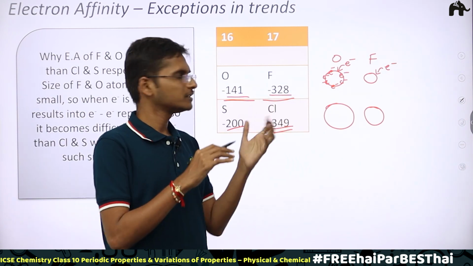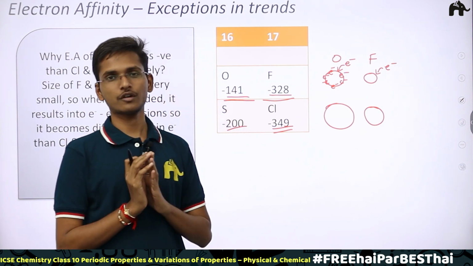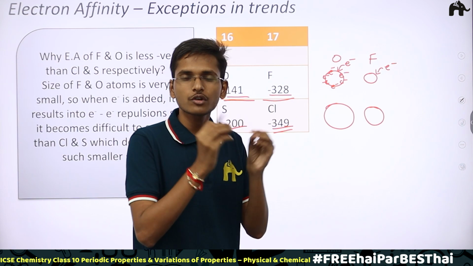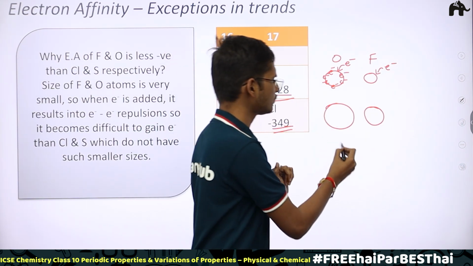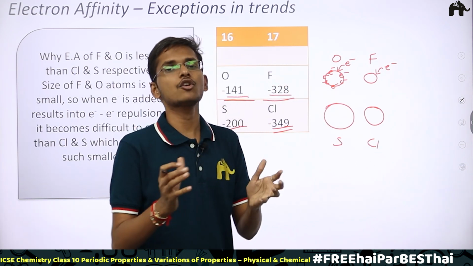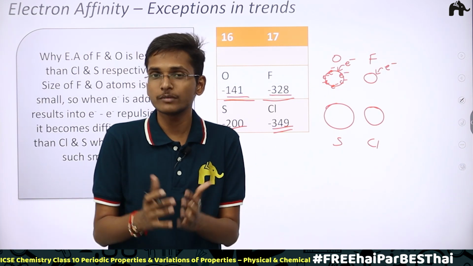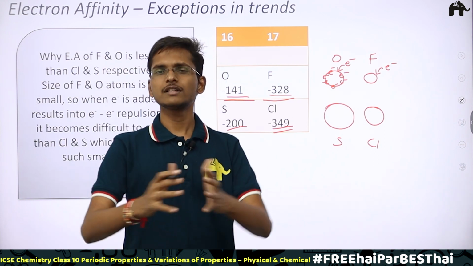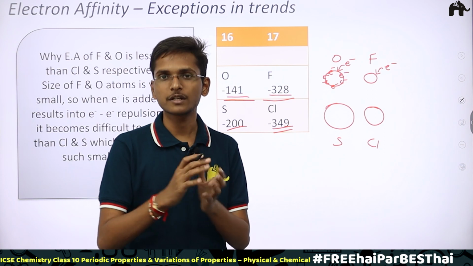The same thing is happening with oxygen and fluorine. They are not very happy with the addition of an electron, so they show electron repulsion. In sulfur and chlorine, the electron repulsions are present, but not that much. The room for sulfur is bigger than that of oxygen, and for chlorine the room is bigger than that of fluorine, so less electron repulsion takes place.